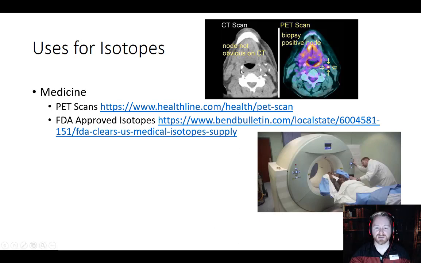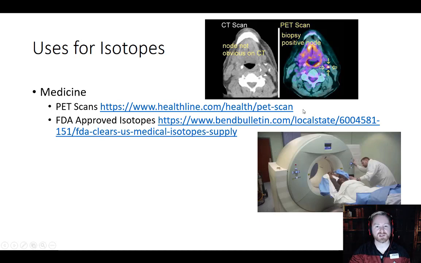Here's a CT scan. You can't really see where the node is on the CT scan, but when you do it with a PET scan, you can actually see where the node is. We can follow it in real time. PET scans are expensive, but if you just start off with a PET scan, then you're not having to pay the extra money to also do a CT scan that's not going to find anything. So PET scans are really cool.